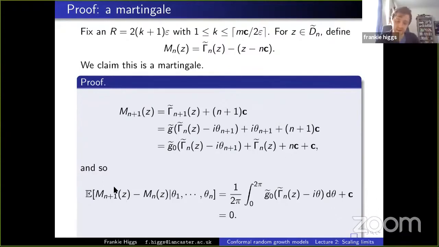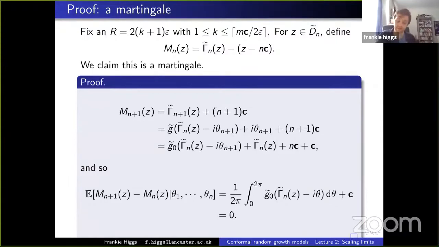So the expectation of the increment, well, the only thing left, with respect to the filtration generated by the angles up to time n. So the only random thing here is theta n plus 1, which is uniform between 0 and 2 pi. So we integrate over this, and the expectation we get is this integral here, which is what we applied the Cauchy integral formula to. We have this spare c, they both cancel, and we find that we have a martingale. It feels kind of almost magical, but this is really because of the Markovian nature of the alpha equals 0 Hastings-Levitov model.